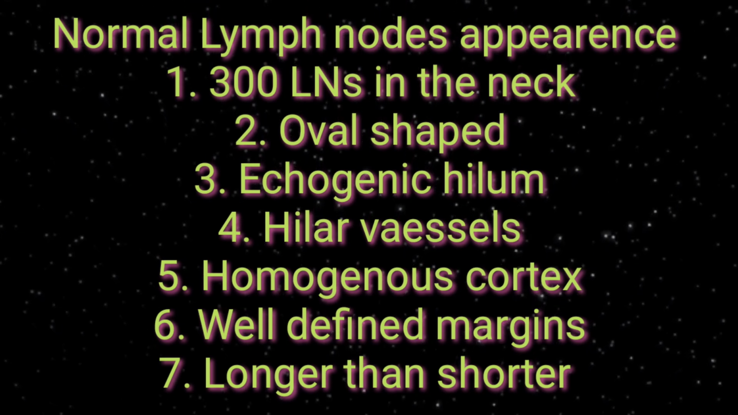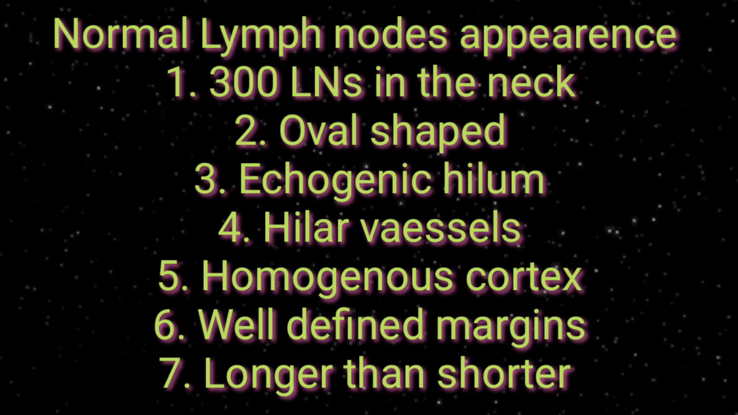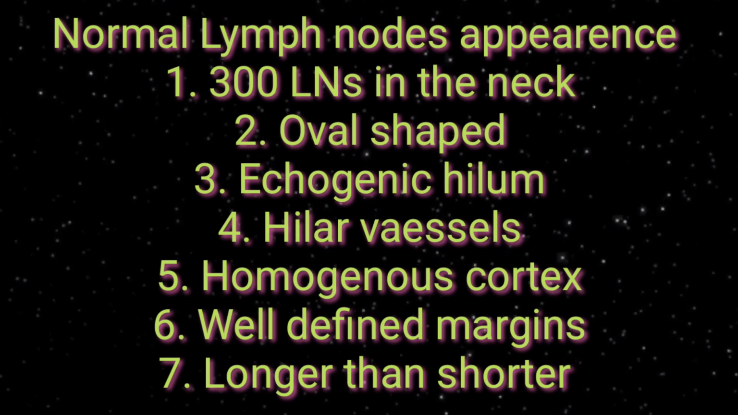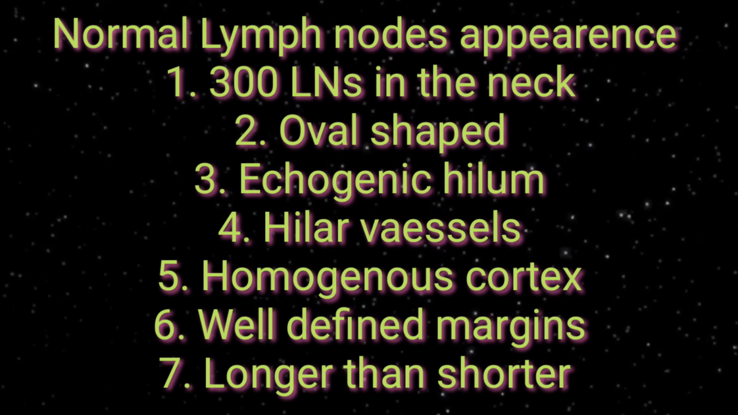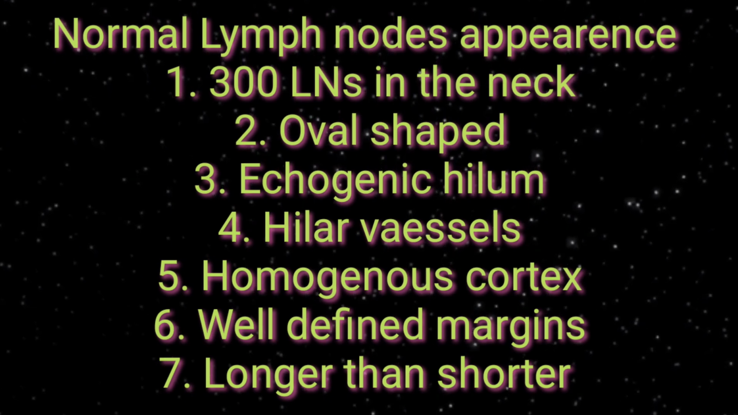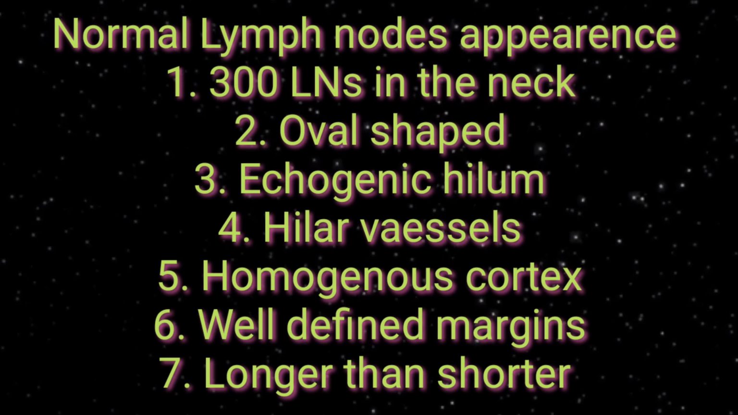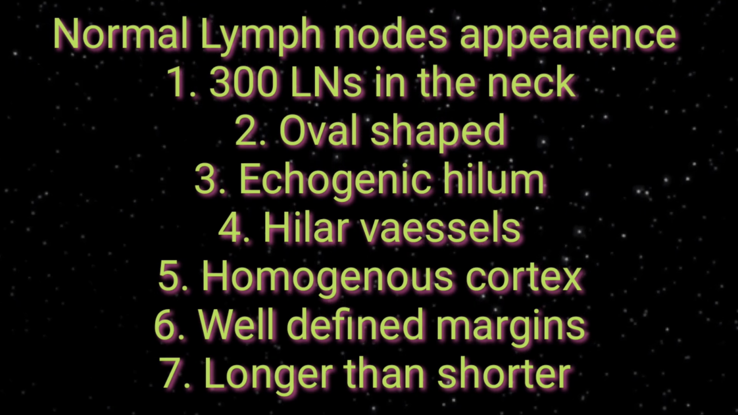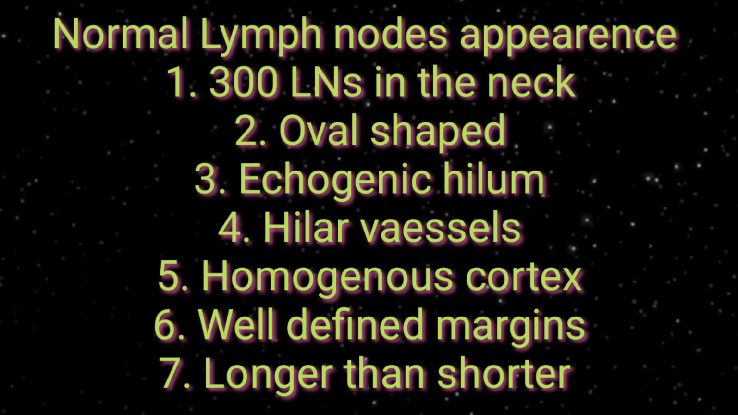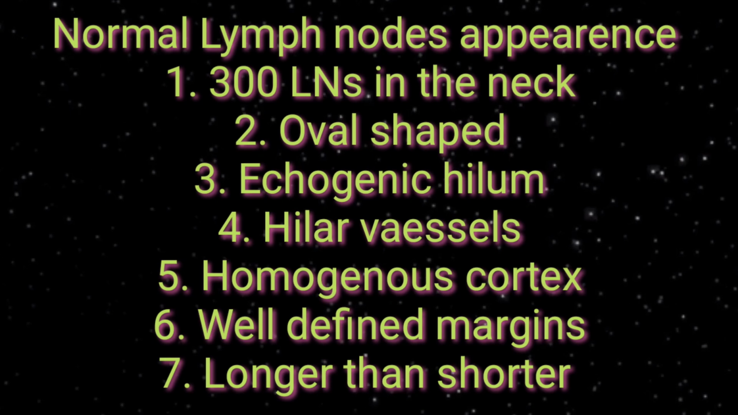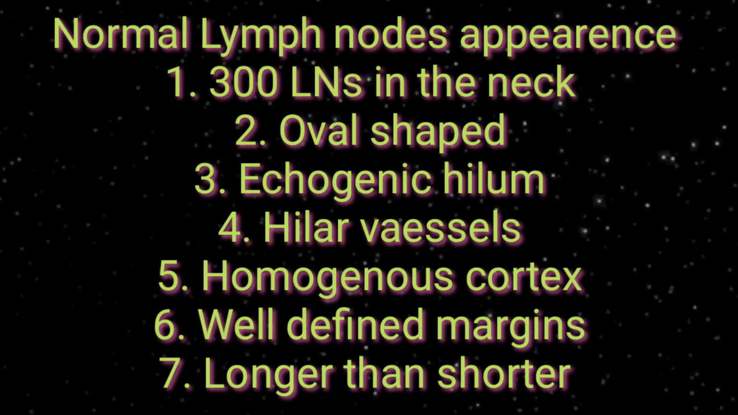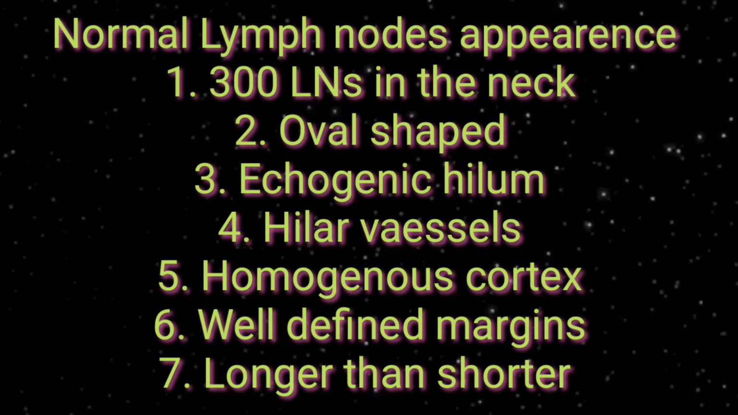Its long axis should be longer and its short axis should be shorter. Like, the anteroposterior diameter should be decreased as compared to its transverse diameter. If the anteroposterior or short axis is more than 1 centimeter, this will be considered pathological. So always pay attention to the measurement of its long axis and short axis. This is how you will appreciate the normal lymph node on ultrasound imaging.